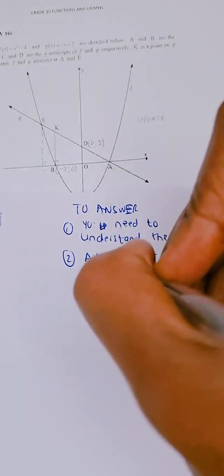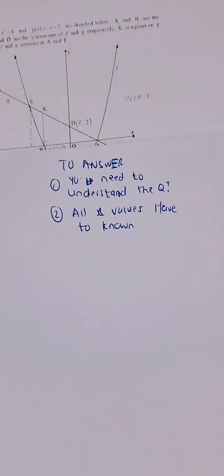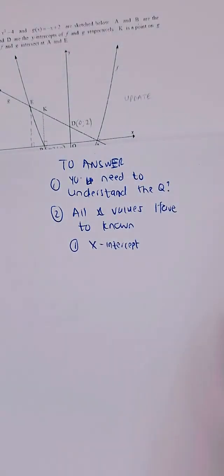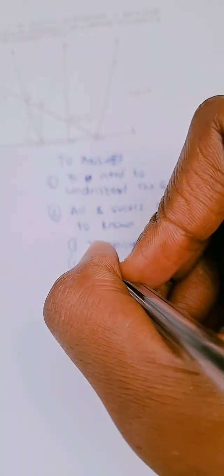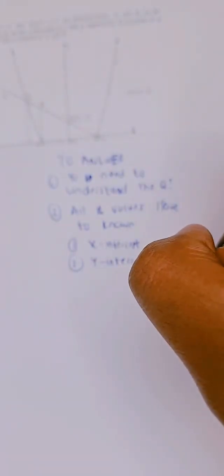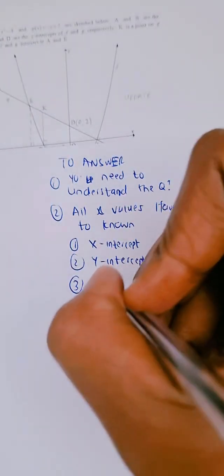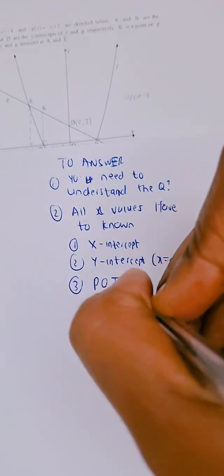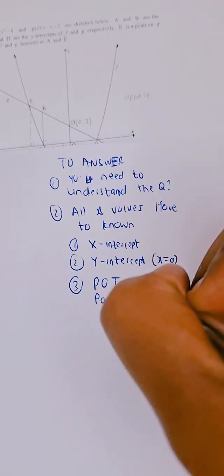All x values have to be known. And I mean which x values? You want all the x values of one, the x-intercept, all the x values of the x-intercept. Two, the y-intercept. You need to know the x value of the y-intercept. Obviously, the x value of the y-intercept is x is equal to 0. That's always true. Three, the x values of the points of intersection, POI, point of intersection.